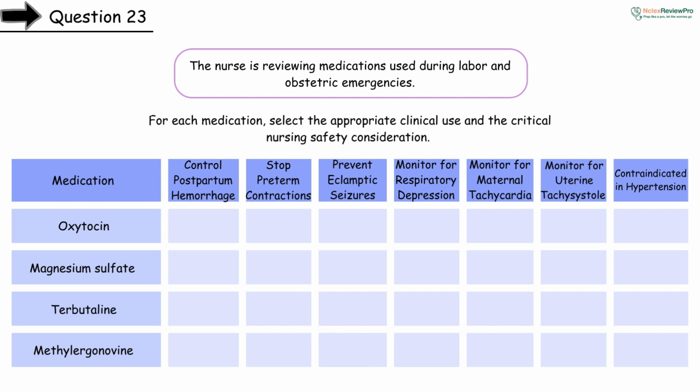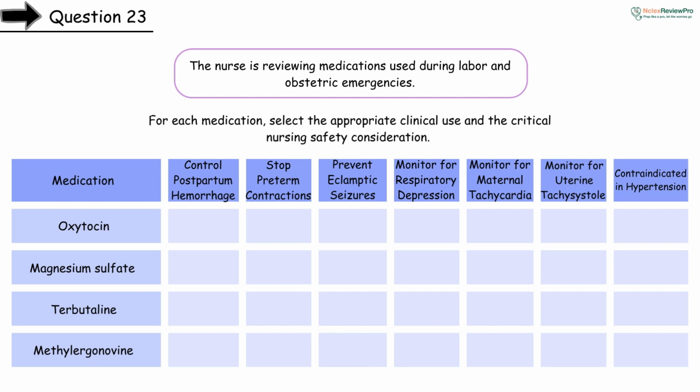The second table is about safety. Now we're matching each medication to its biggest danger. Do you need to monitor for respiratory depression, maternal tachycardia, uterine tachysystole, or is the medication contraindicated in hypertension? So this question is combining purpose plus risk. That's exactly how the NCLEX tests pharmacology, not just what the drug does, but what can go wrong.